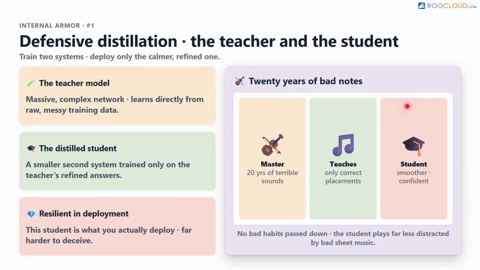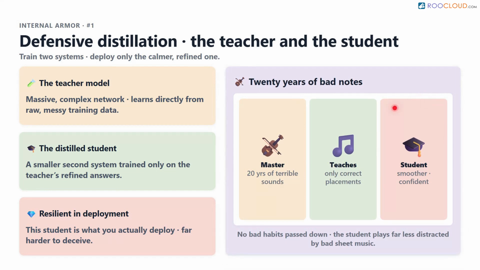Think of a professional musician who spends 20 years making terrible sounds before mastering the violin. When they finally teach a young student, they only show them the correct finger placements, completely omitting all their past mistakes and bad habits. The student learns a much smoother, more confident way to play and is far less easily distracted by bad sheet music.